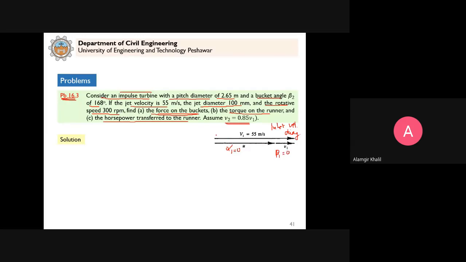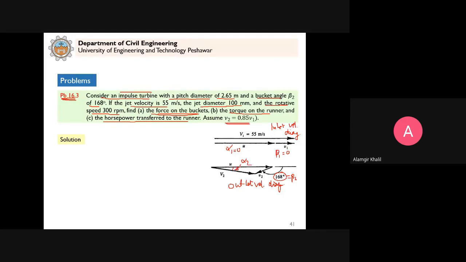And we draw the exit velocity diagram or outlet velocity diagram. So the jet is deflected by 168 degrees. This is our beta 2, the angle the relative velocity makes with U. And this is alpha 1. We can calculate alpha 2 if required. This is alpha 2.